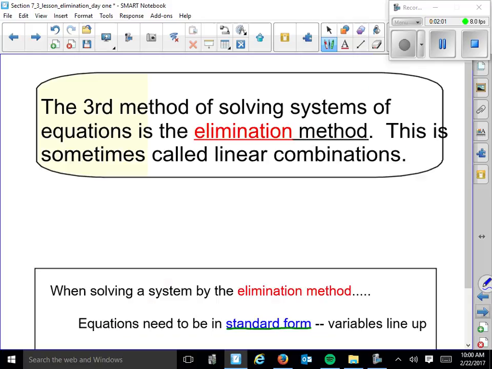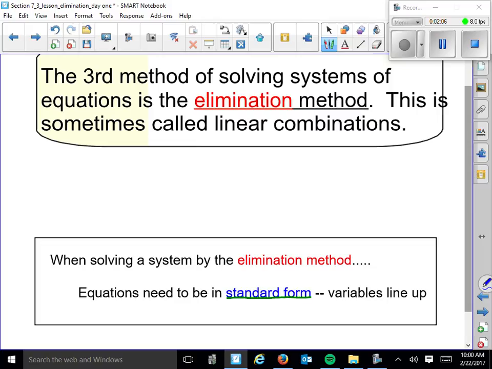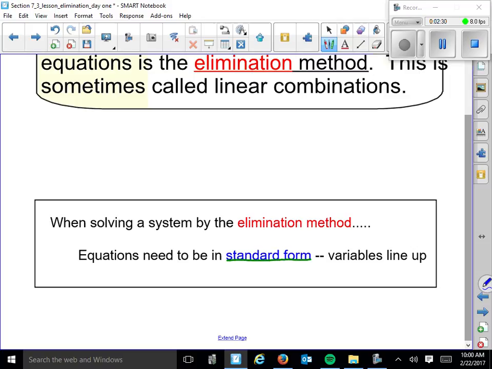So today we are going to learn the third method of solving systems. It's called the elimination method. I really like the name of this because I think it's very telling. It describes what's going to be happening. But when I was growing up and learning algebra, this method was called linear combination. So if you ever see linear combinations, or if I accidentally say it, recognize that it's the same as elimination. What's extremely important with the elimination method is that the equations must be in standard form.